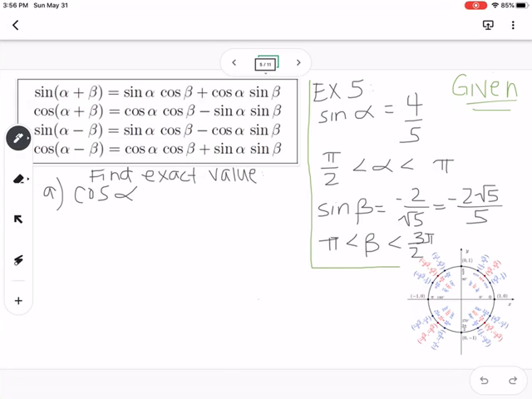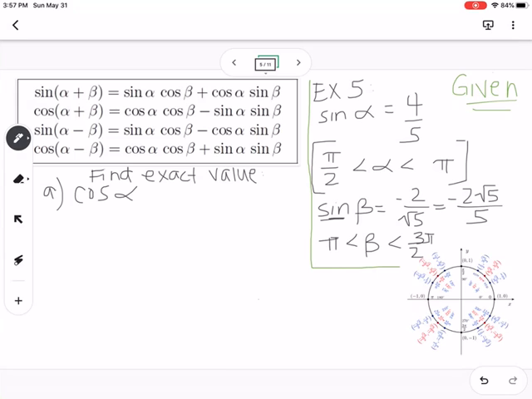Okay, so this is on page 469. So it's saying sine of alpha is 4 over 5, and it's between pi over 2 and pi. So that means we're in quadrant 2, basically. And then here's our sine of beta equals that, and we're between pi and 3 pi over 2. So that tells us where we're going to put an angle, because they didn't give us the actual angle. They gave us the side of the triangle.